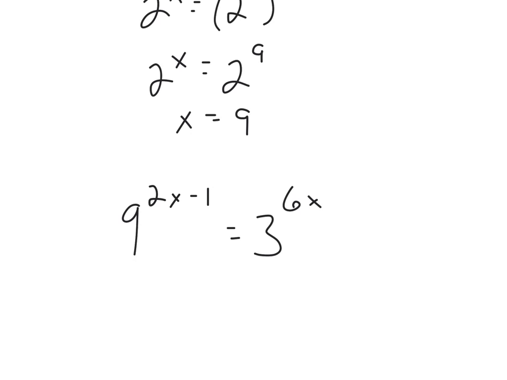We're going to change it to 3 squared. And then you have to take 3 squared and raise it to 2x minus 1, which means you multiply the exponents. Oops, that's not a 6, that's a 3.